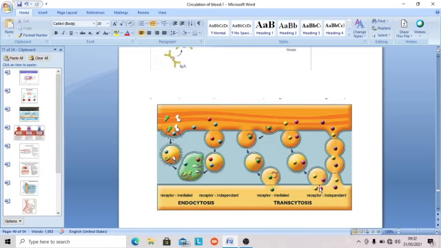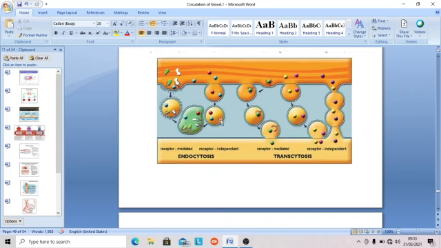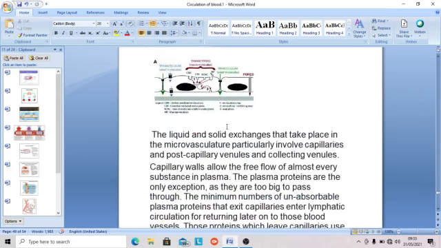Then this vesicle goes over here, then pours the material on the other side of the cell. This is transcytosis, through and through. Here a vesicle forms, comes in the cell, moves over here, then again a vesicle is formed and thrown out. This is called transcytosis. This is an important way of the formation.